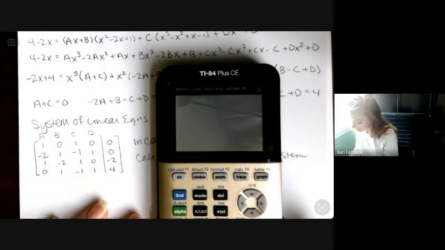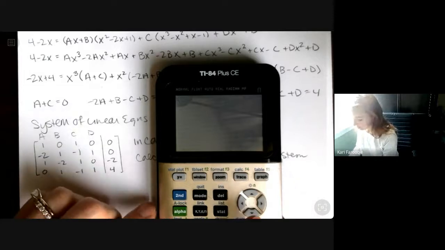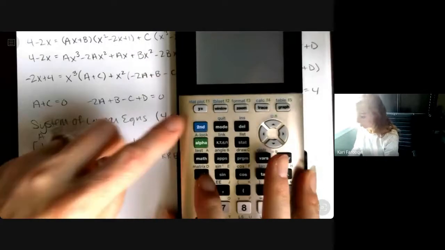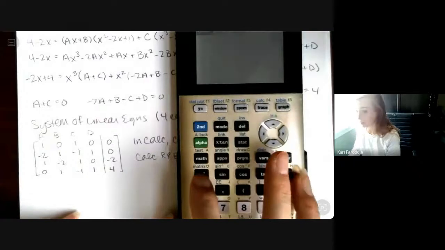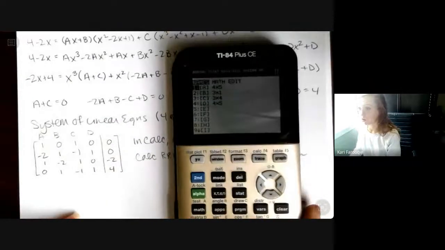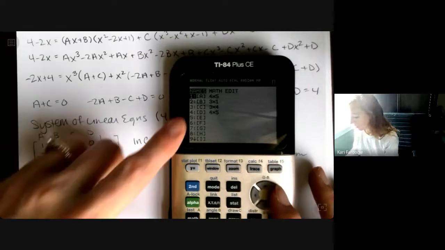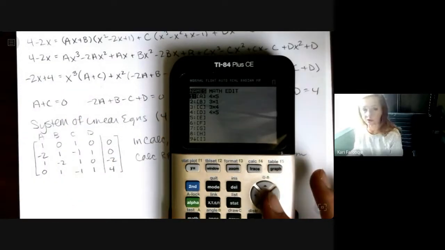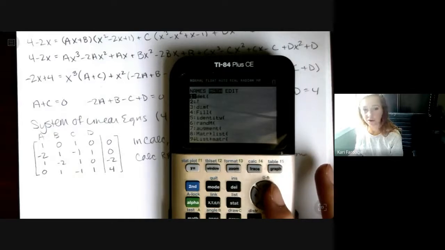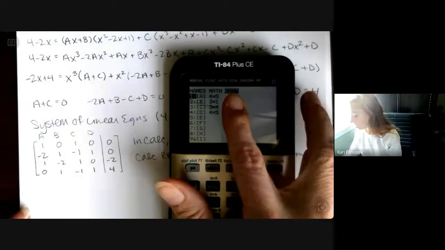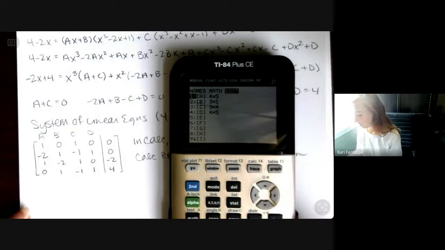All right, you're going to hit the matrix menu, which is second, and then X inverse. That'll get you your matrix menu. You need to choose which matrix you're going to use. All of mine are already filled up. That's fine though. I actually already put this in yesterday just because I planned to do it yesterday, long story. You're going to go to edit, and that's going to allow you to put the coefficients in your matrix.